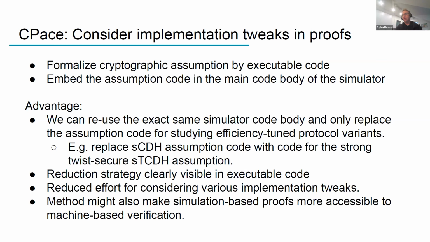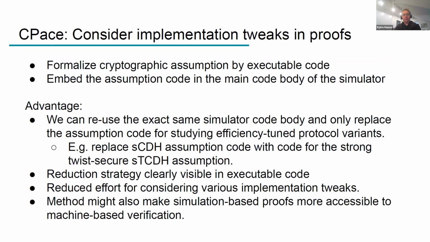So it's not a separate step for the simulation and a second step for the reduction argument, but we have the reduction integrated in the simulator code. And this has the advantage that we can reuse the same simulator code body and only replace the assumption code for studying the efficiency-tuned protocol variants. For instance, we replace the code which represents the computational Diffie-Hellman assumption with the code that represents the twist-secure computational Diffie-Hellman assumption when working on twist-secure curves.